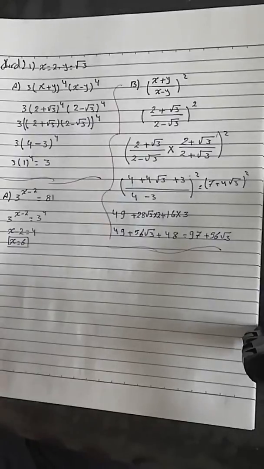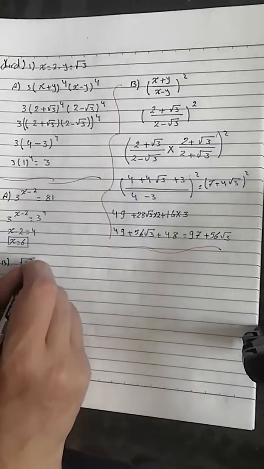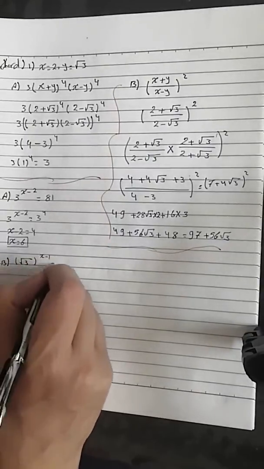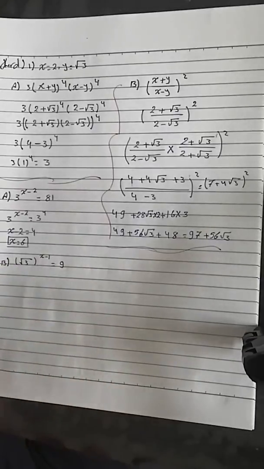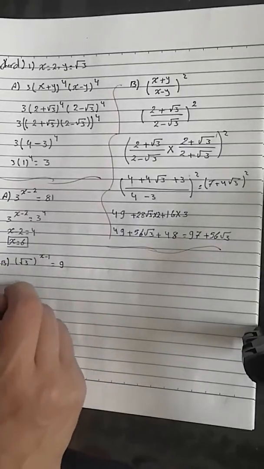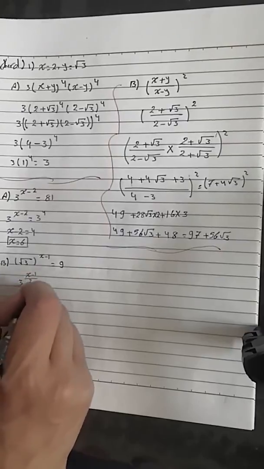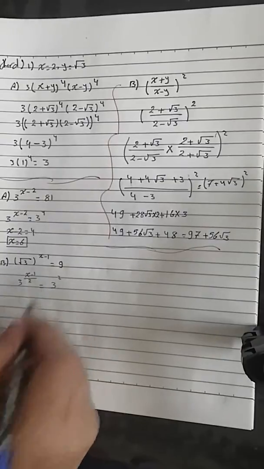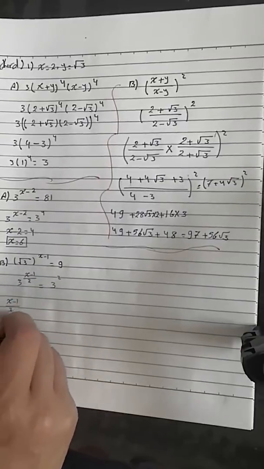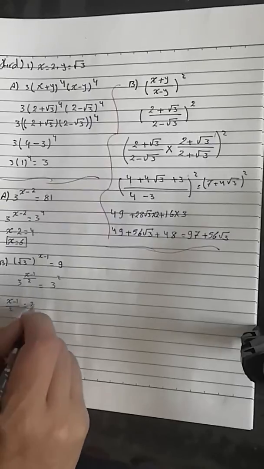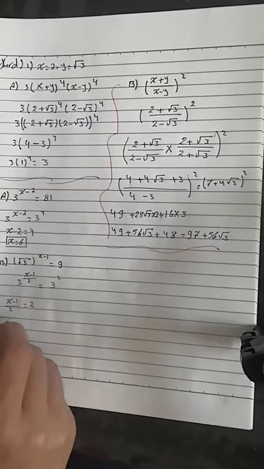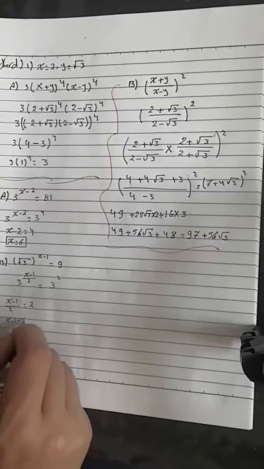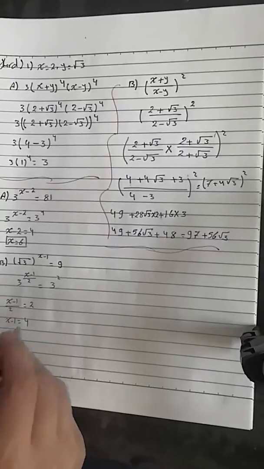Letter B, (root 3) to the power of x minus 1 equals 9. We said before that square root means power of half, so it will be 3 to the power of (x minus 1) over 2, and 9 equals 3 to the power of 2. If the bases are equal, then the powers are equal, so (x minus 1) over 2 equals 2. 2 will go there as a multiply because it's divided in here, so x minus 1 equals 2 times 2 equals 4. 1 will go to the other side with positive, so x equals 4 plus 1, so it will be 5.